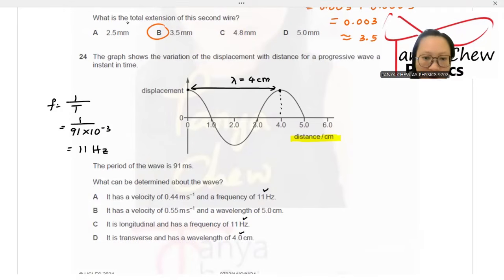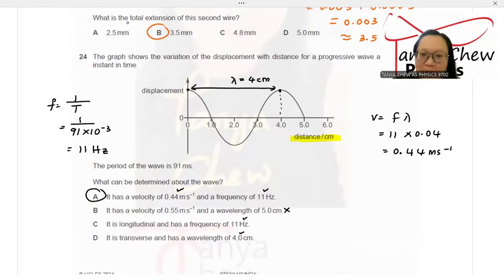Wavelength, it is correct, right? B is wrong, right? And then let us determine the wave velocity. V equal to f lambda. 11 multiplied by 0.04. You have to change it to meter, right? Which gives you 0.44 meter per second. This is correct. A is actually correct.